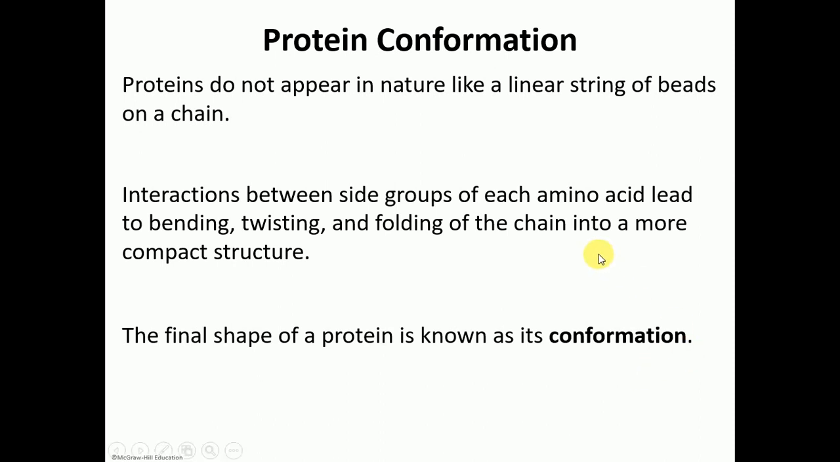But that primary structure, which is again basically a long train of amino acids, is not how proteins are found in our bodies. That string of beads has to change its shape so that it can perform different functions and it can be transported in the bloodstream. And that final shape of the protein is known as a conformation. So the protein has to change its shape, and that final shape is known as conformation.